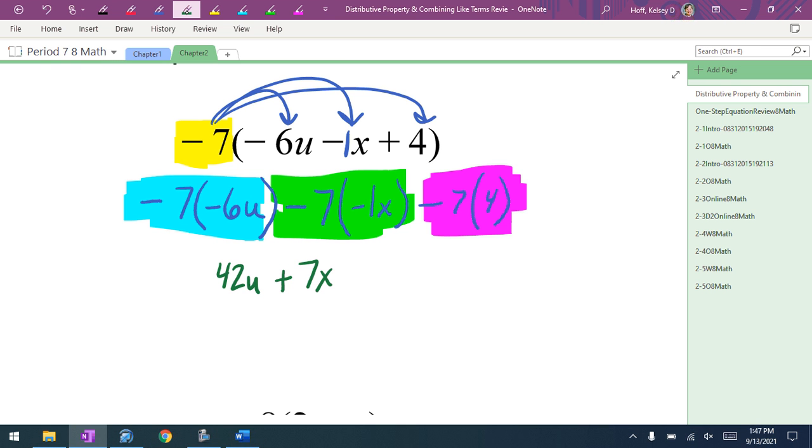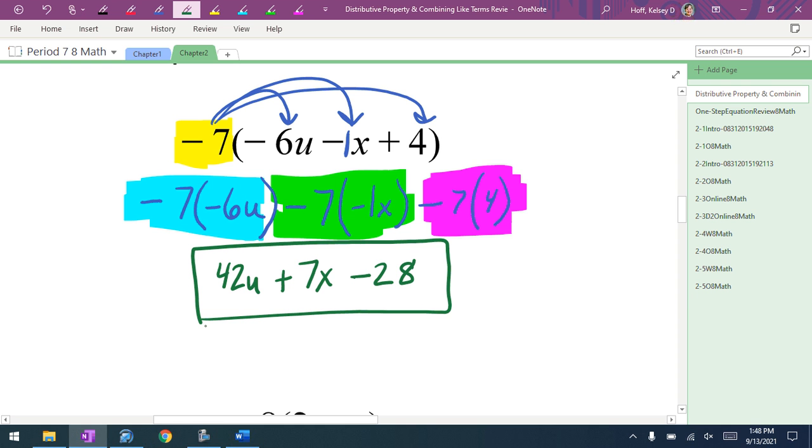Aiden? -28? He says -28. Anybody else? Nicely done. Very good. So having those signs tells you, well, am I adding 7x or am I subtracting 7x? Am I adding 28 or am I subtracting 28? Depends on your plus and your minus when you multiply. Nicely done, you guys. Try the next one on your own.